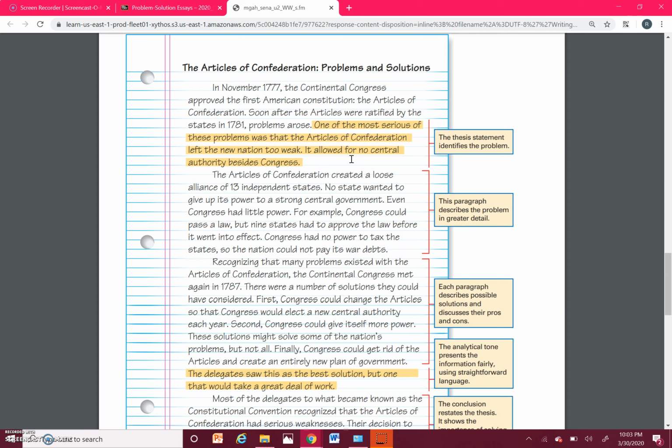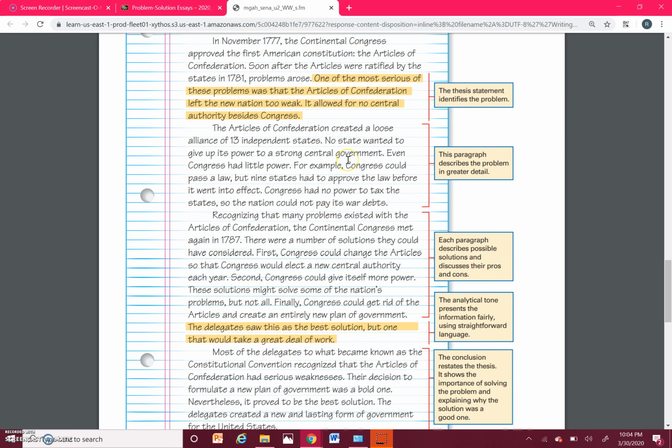Now, what they fail to do here, that you guys will do, is to then include the forecast of the body points. They should have said it allowed for no central authority besides Congress, and was corrected by, or could have been corrected by, and so on. Give some kind of forecast of what we're going to be proposing here.